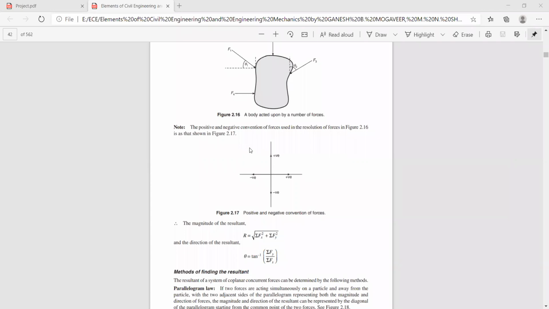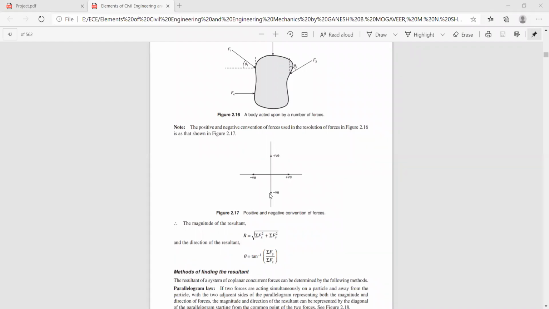Suppose you have a force in the second quadrant. If you resolve this force, its x component is negative and its y component will be positive. If you move on to the third quadrant, suppose I have a force like this, then its x component is negative and its y component is also negative. And if you have a force in the fourth quadrant, its x component is positive and its y component is negative.